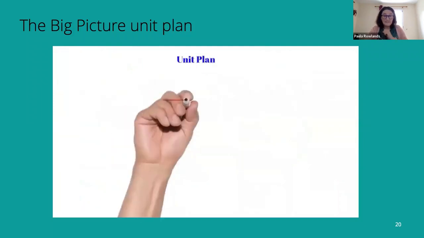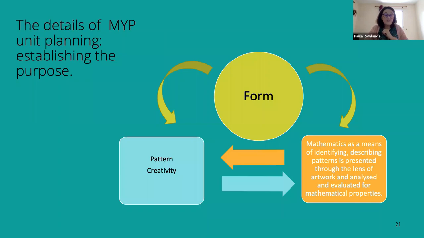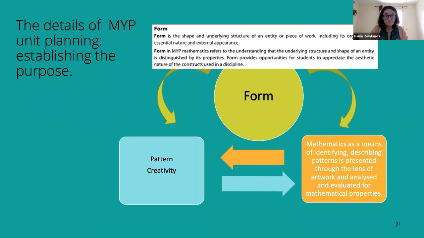So let's have a look at the details. So form. Again, I chose form because that was the big picture for this unit, because it encompasses the underlying structure and external appearance of shape. The use of creative art as a lens allows students to consider the underlying structure of creative artwork through mathematical properties. So this leads to the choice of creativity and pattern. Okay, so that's how I chose my concepts for that unit.